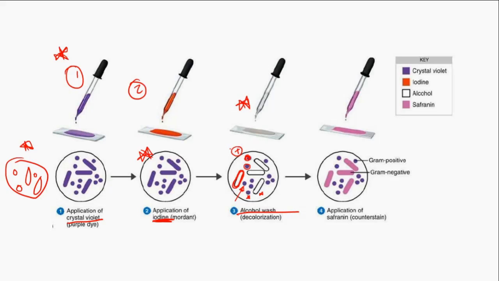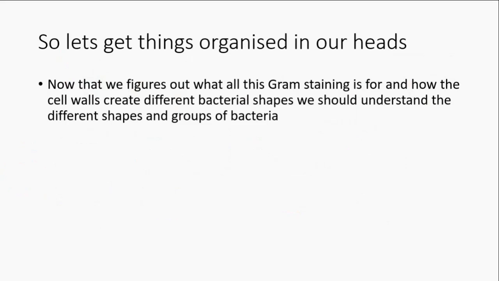And so we don't just stop there. What we want to do is stain these ones because we want to see them on the microscope. So we add safranin here, and what that does is it can actually penetrate the outer cell membrane, and it will stain those bacteria red. So that's why essentially gram-negative bacteria are red and gram-positive bacteria are purple. Okay, so I hope that makes sense.